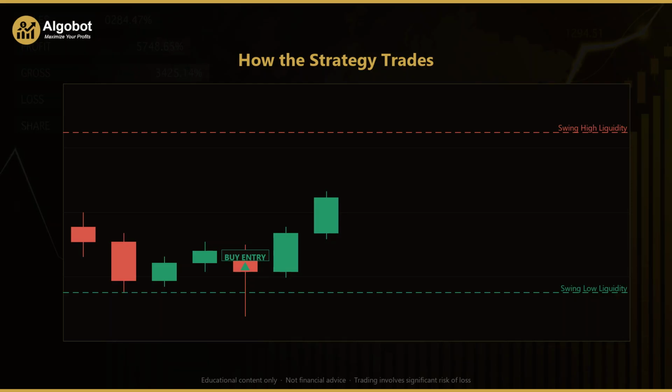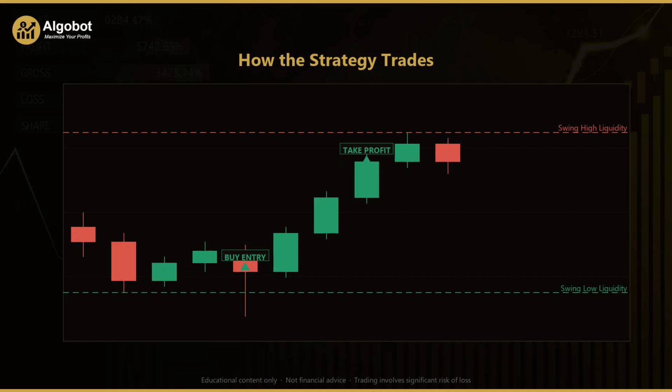That failed breakdown is the signal, and the strategy opens along the buy entry you see on candle 4. The protective stop sits just below the swept low, while the take profit is projected upward at the fixed reward-to-risk multiple. Price then climbs steadily, and by candle 7 it reaches the take profit, closing the long.